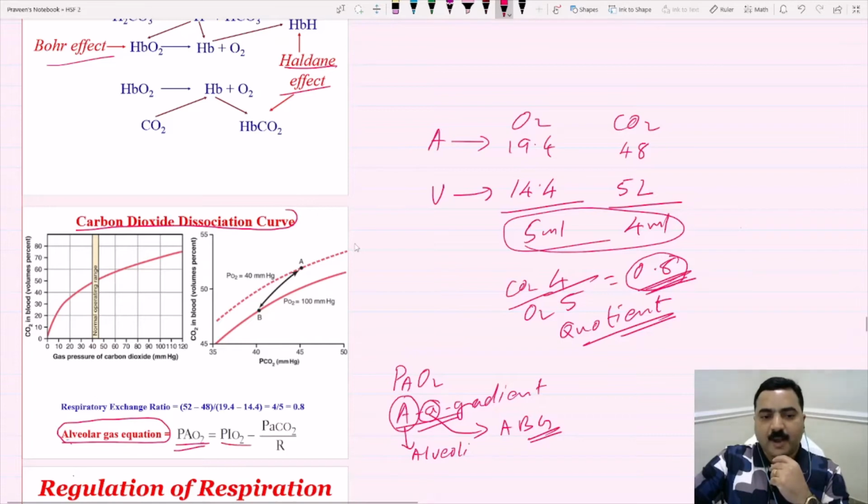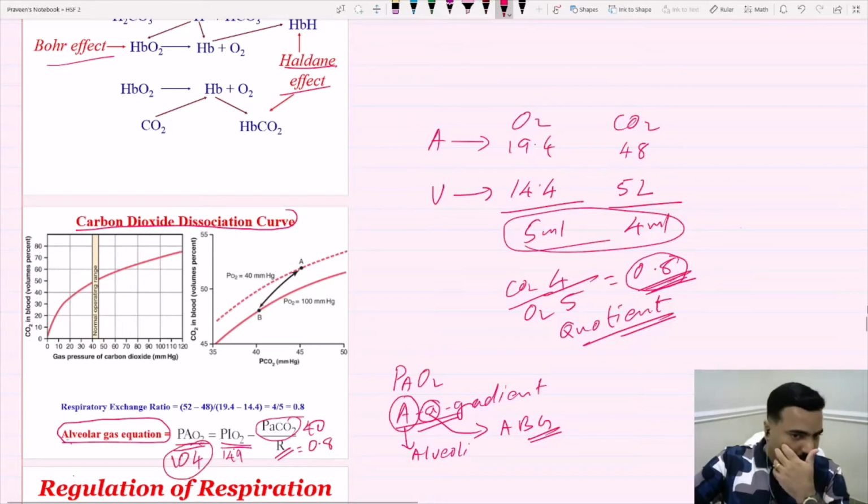So the partial pressure of inspired oxygen is around 159 in the atmosphere, and then after humidifying with the water vapor, it will come down to around 149. The inspired oxygen will be around 149, and then the partial pressure of arterial carbon dioxide is around 40. And the respiratory quotient is equal to 0.8 approximately. So if you solve this equation, the alveolar oxygen comes to around 104. So that's how you get this calculation.